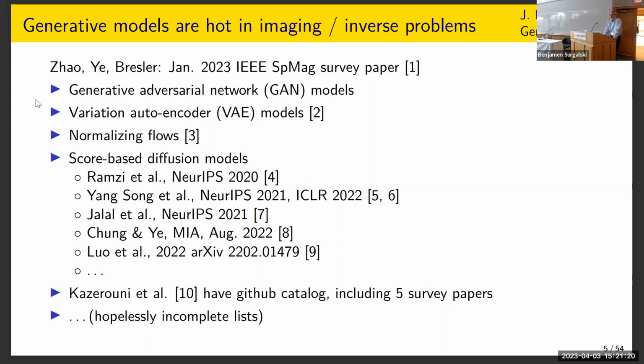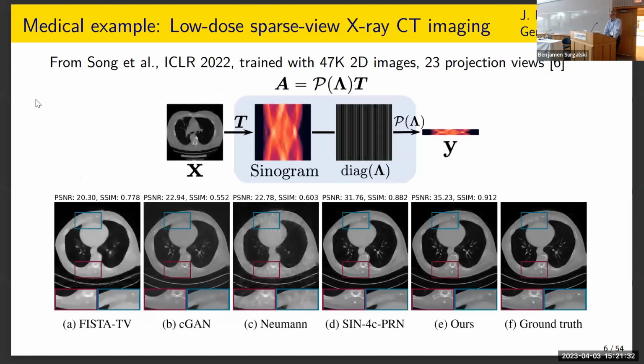In fact, there's a website you can go to. The slides have links in them, by the way. It has a GitHub catalog of all sorts of papers on generative models, especially the diffusion kind, including already five survey papers on this topic. And so this is AI in science and engineering.